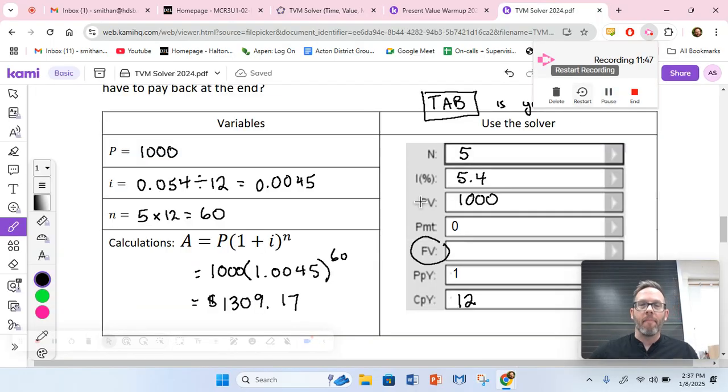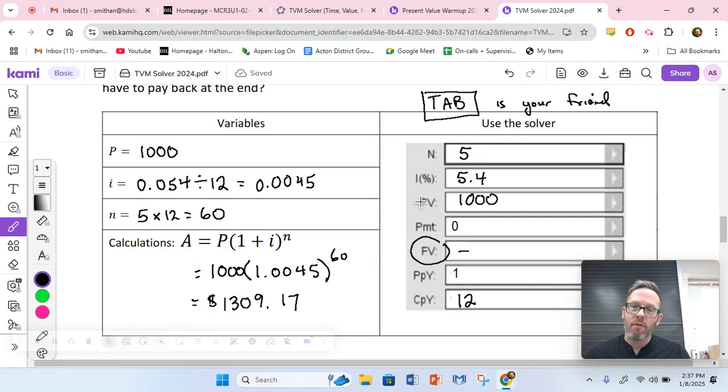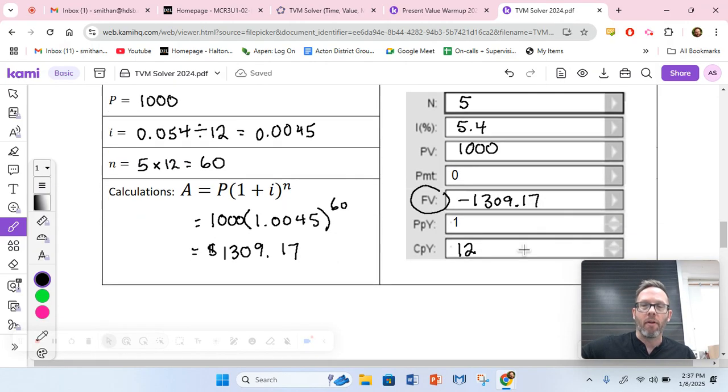All right, the one last thing I should put is what the TVM solver spat out at me. It spat out negative 1,309.17 because it's a borrowing question. I have to pay that money back at the end. Okay.